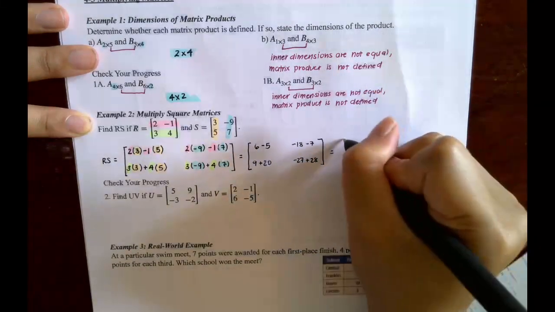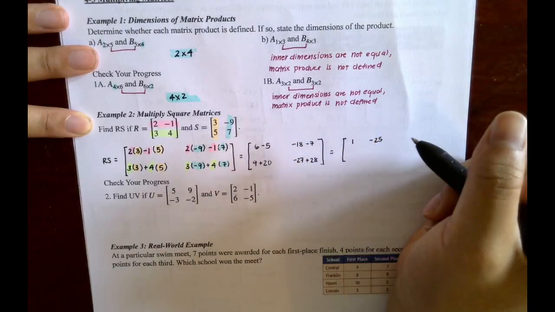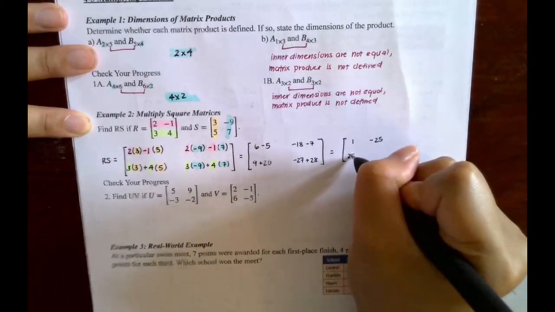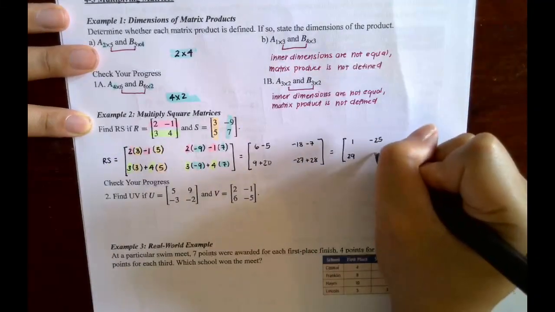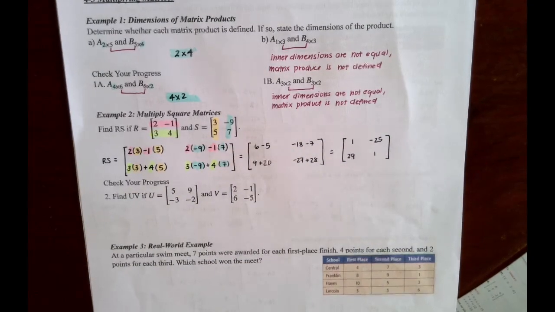Then, simplifying, 6 minus 5 is 1. Negative 18 minus 7 is negative 25. 9 plus 20 is 29. And negative 27 plus 28 is 1. And so this is my resulting matrix multiplication.